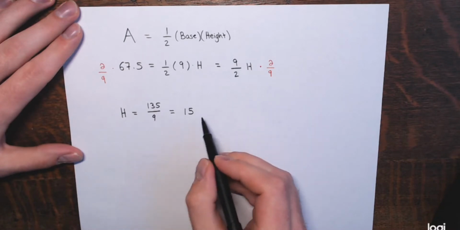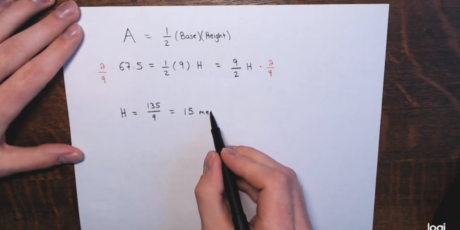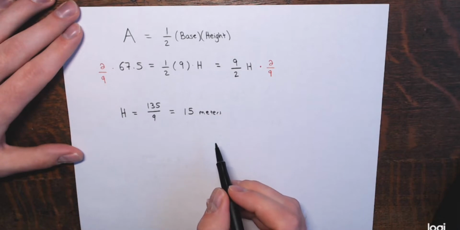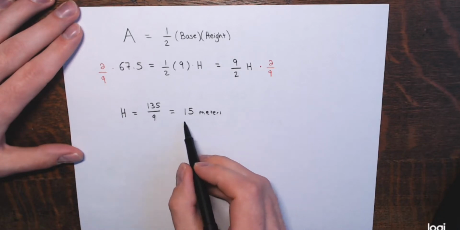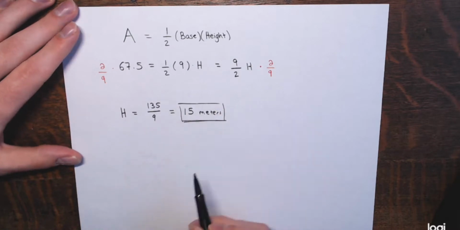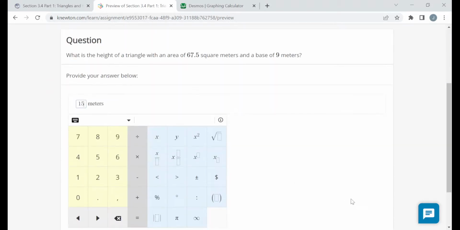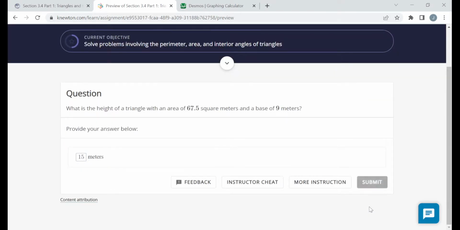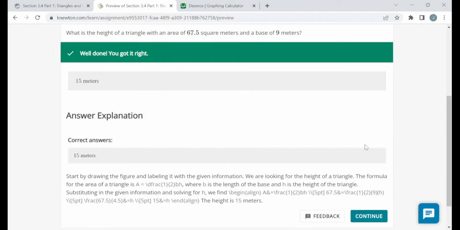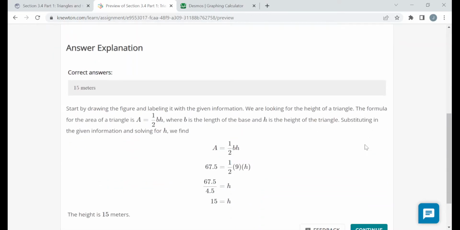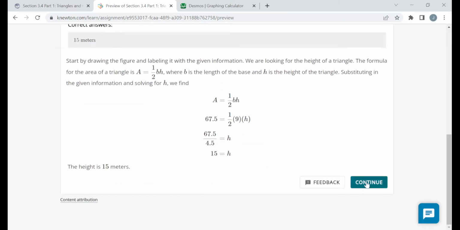And don't forget, this is meters. Right? Lengths are in single units, meters. Area is in square units, right? So the height should just be 15 meters. And they already have the word meters written out. 15. I'm just entering the number for the height. Great. Alright, next.